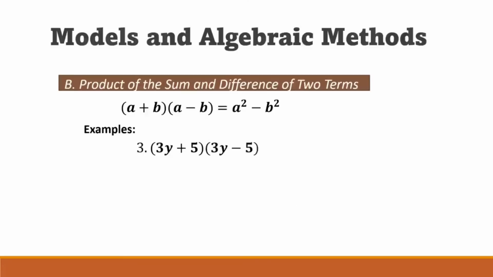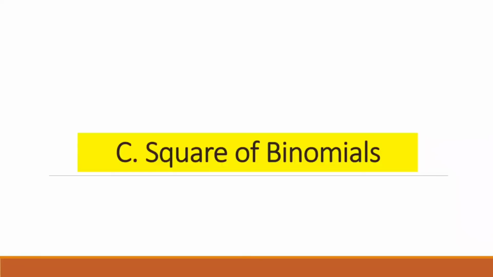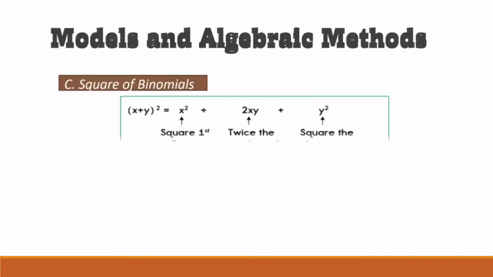For example number 3, we have the quantity 3y plus 5 times the quantity 3y minus 5. So our first term is 3y and our second term is 5. So again, using our model, we just square the first term 3y and minus 5 squared. So the result is 9y squared minus 25. As you can see, these methods are very useful because you don't have to use the FOIL method, which is a longer process. We continue with letter C, square of binomials.